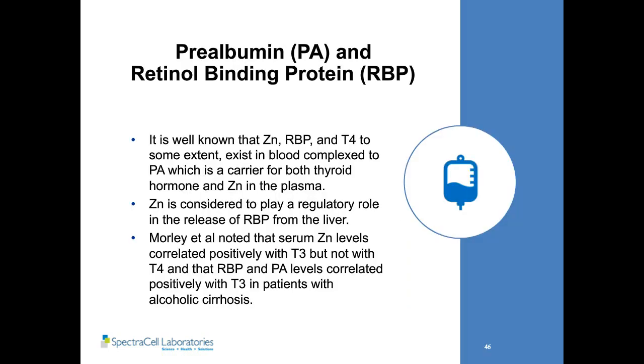Prealbumin is another marker that we should be looking at, along with retinol-binding protein, and both of these are highly associated with zinc. The retinol-binding protein is a protein that helps carry vitamin A, and this is why we see vitamin A deficiencies associated with zinc deficiencies and also associated with thyroid.